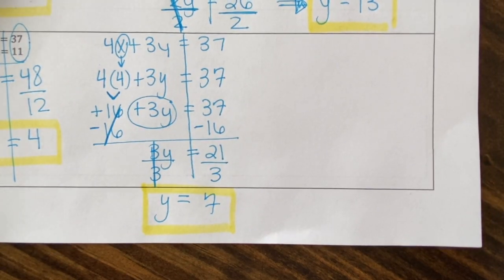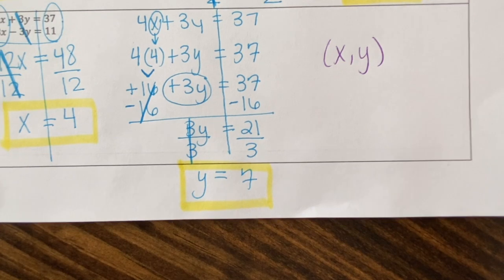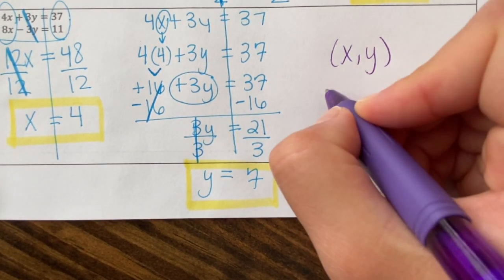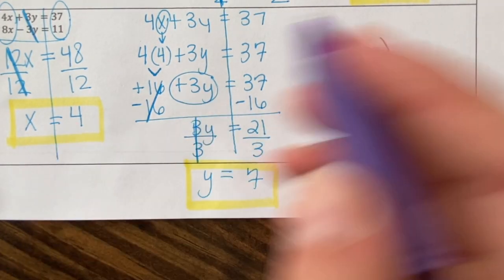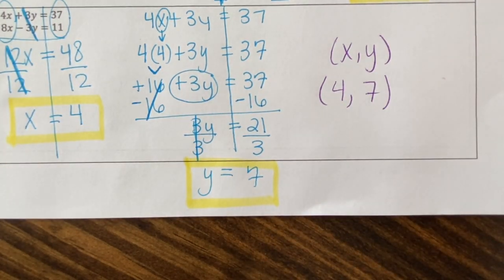Last thing is you're going to write your answer as an ordered pair, x comma y. It's just so that it puts it together kind of like in a nice little package. My x value is 4. My y value is 7. So your answer is 4, 7.